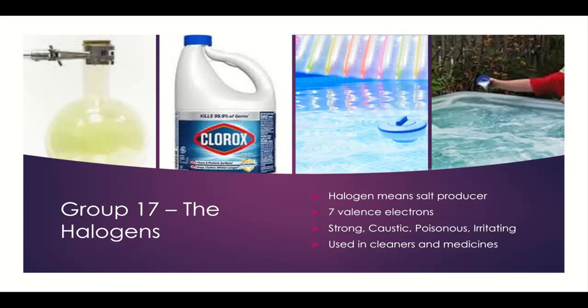Fluorine and chlorine are gases at room temperature. Bromine is a liquid at room temperature. Iodine and astatine are both solids. And we'll talk about that a little bit more as we talk about periodic trends, why that is. So, the compounds that these halogens make are often strong, caustic, poisonous, and irritating, which is why they're great for killing things like germs and bacteria. So things like bleach and pool cleaners and hot tub cleaners contain these kinds of elements. In the left picture, there is actually chlorine gas, which is extremely poisonous.